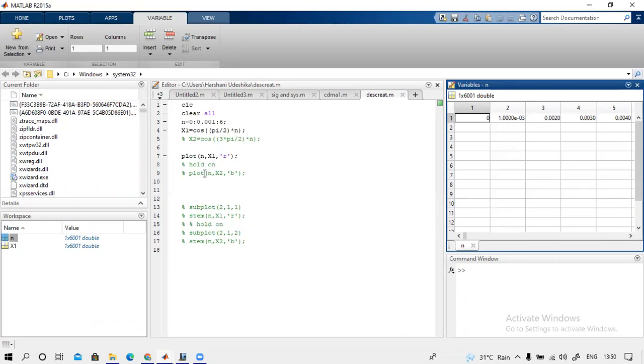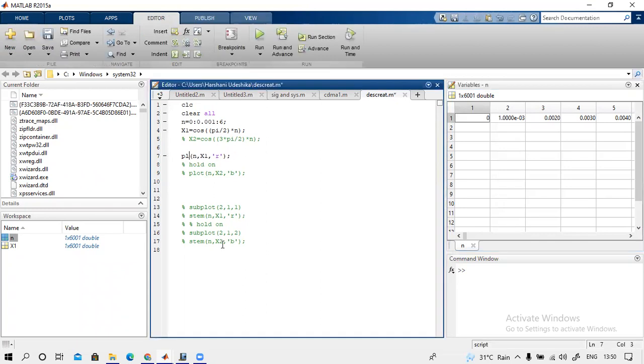If you want to plot the discrete signal, the command you can use is stem. I don't know how it is pronounced; I pronounce it as stem. So I use the stem command instead of the plot command, then you will get only the samples, only the discrete values.